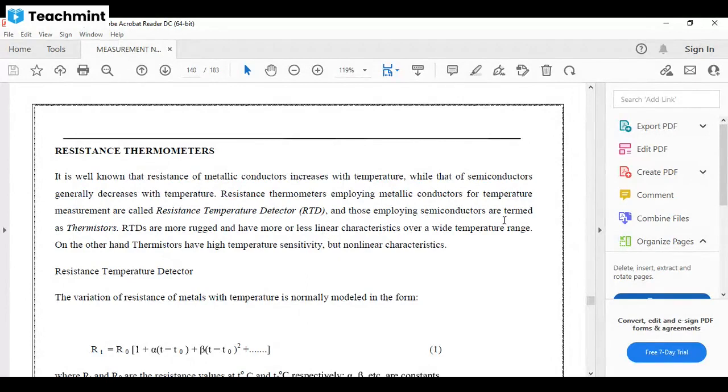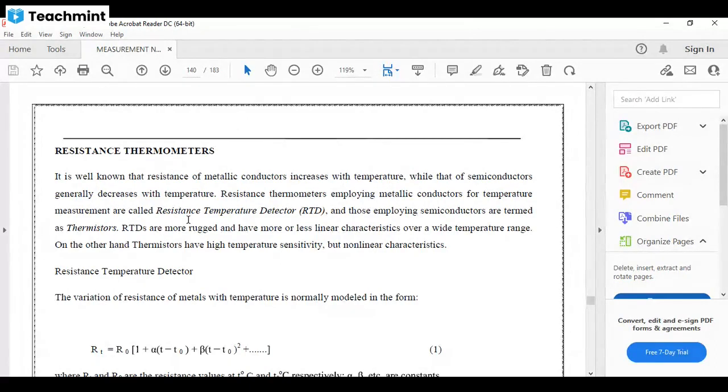Those employing semiconductors are termed thermistors. RTDs are more rugged and have a more linear characteristic over a wide temperature range, on the other hand thermistors have high temperature sensitivity but a non-linear characteristic. So there are two types: one is the RTD, in which if the temperature increases, the resistance also increases, and vice versa. But in the thermistor it is negative, meaning with an increase of temperature the thermistor resistance decreases.